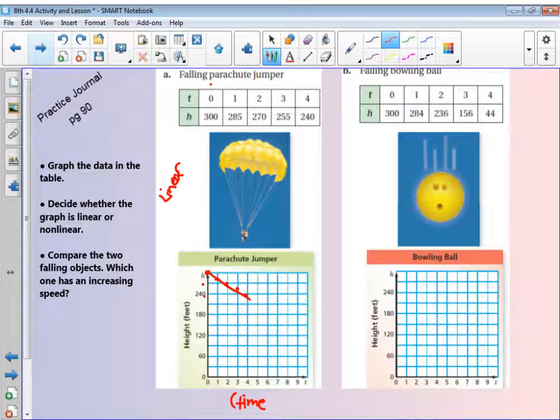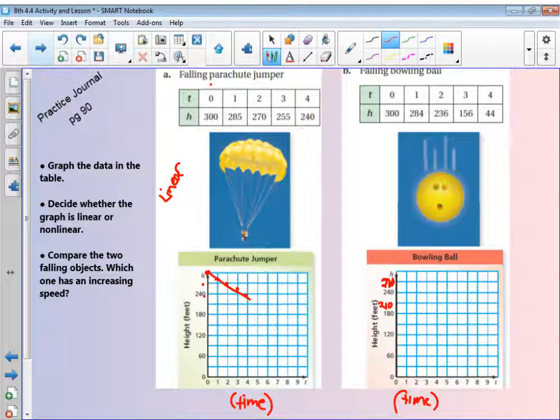Okay, so our falling bowling ball. So same concept, our graph is set up the same way. We have the time on the bottom once again. Okay, and every box that's going up for the height is worth 30. So like this would be our 270. Okay, this would be 210 here and so forth.